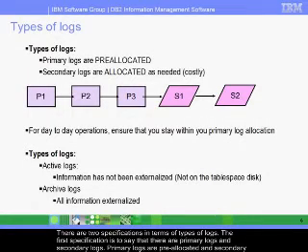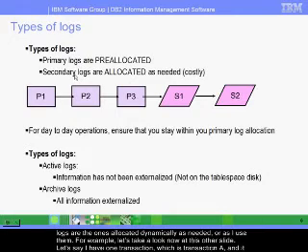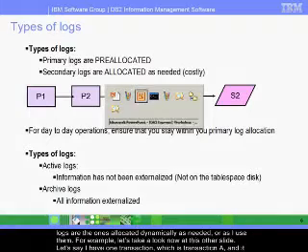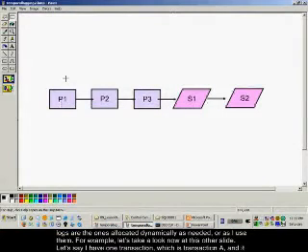There are two specifications in terms of types of logs. The first specification is to say that there are primary logs and secondary logs. Primary logs are pre-allocated, and secondary logs are the ones allocated dynamically as needed, or as I use them. For example, let's take a look now at this other slide.